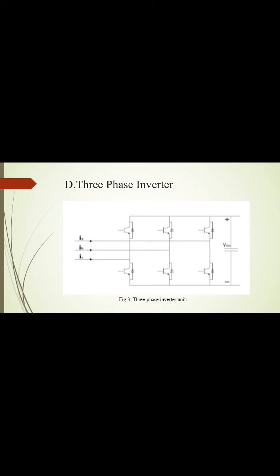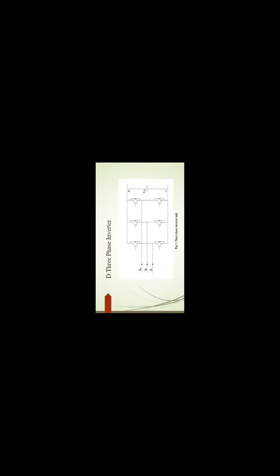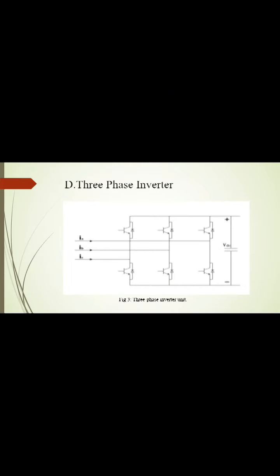Here, 6 IGBTs are connected. The upper 3 IGBTs are used for the positive half cycle, and the lower 3 IGBTs are used for the negative half cycle. When the freewheeling diode is connected, because current is continuously supplied, the output waveform is purely sinusoidal.